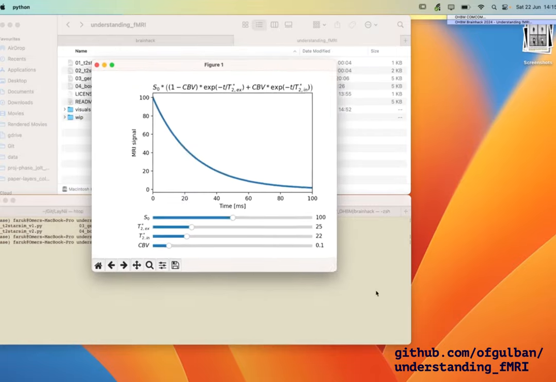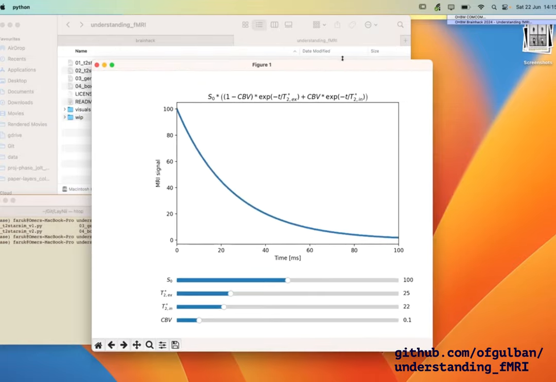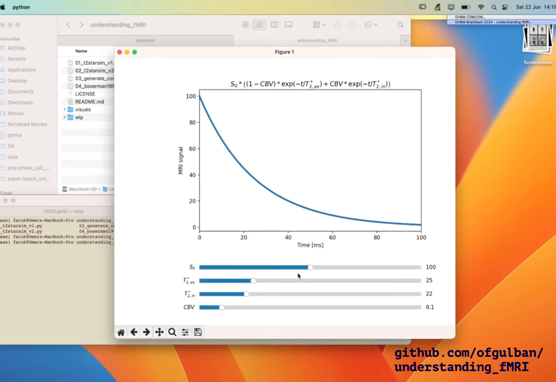Here you are seeing a bit more advanced formulation of the fMRI signal with extra terms such as the T2 star extravascular, T2 star intravascular, and cerebral blood volume. And these equations are very useful for when you are doing, for instance, layer fMRI and trying to understand the signal there.